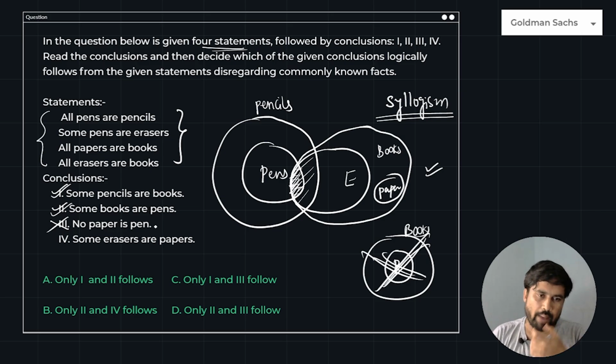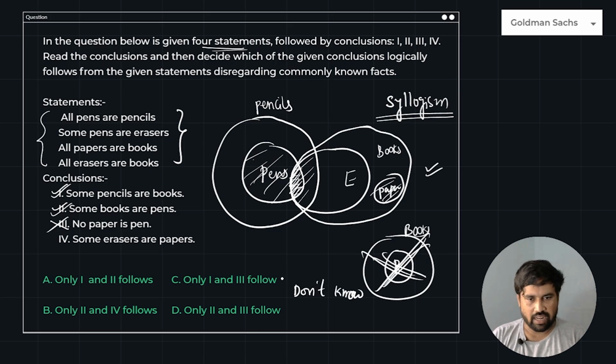So just look at here. No paper is pen. So pen set is here and paper set is here. The relationship between them is don't know. Why? Because there is no common area, there is no intersection mark between them. So the relationship is don't know. If you don't know, any conclusion is wrong.